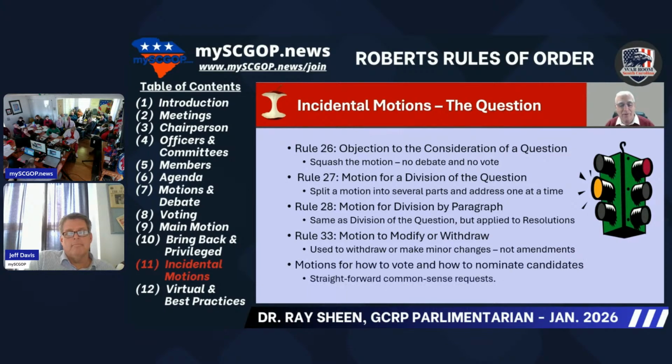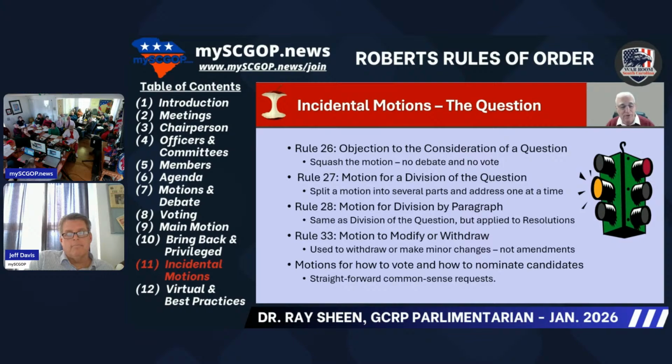There are a number of other incidental motions that deal with voting and nominations. For instance, the motion for division of the assembly when voting, Robert's Rule 29, which is to do a physical count instead of a voice count when voting, and motions calling for a roll call vote or a secret ballot. That would be in Robert's Rule 30.